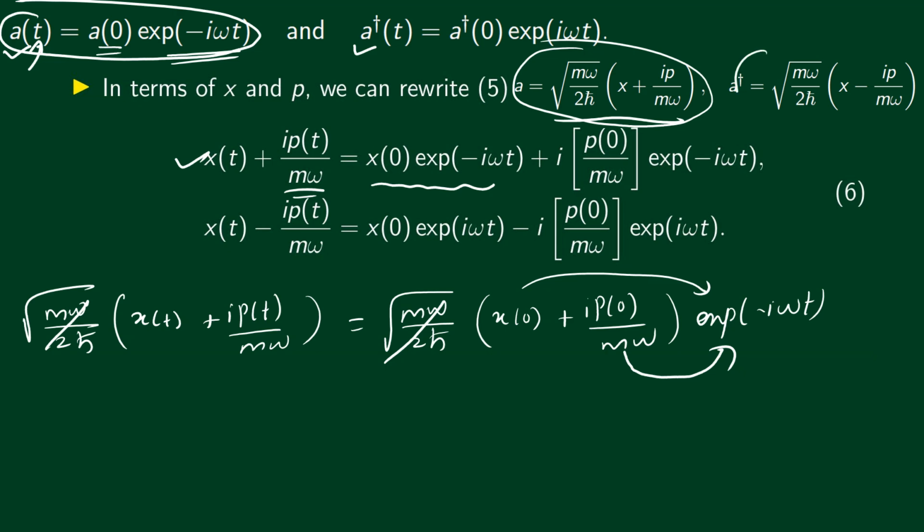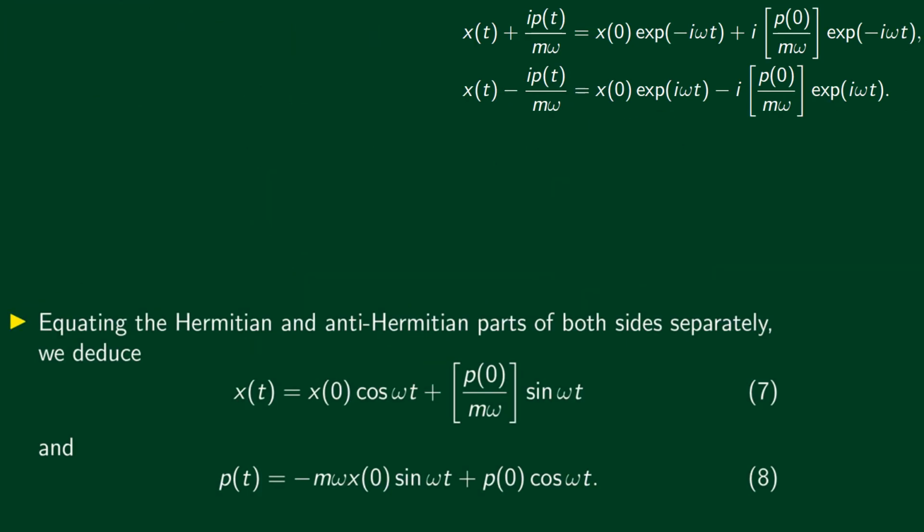Okay. Similarly, from this expression for a dagger, we get the relation x of t minus i p of t divided by m omega is equal to x of 0 exponential i omega t minus i p of 0 divided by m omega exponential i omega t. Okay. Instead of a of t and a dagger of t, we now have expressions involving x of t and p of t. We can separately find expressions for x of t and p of t.